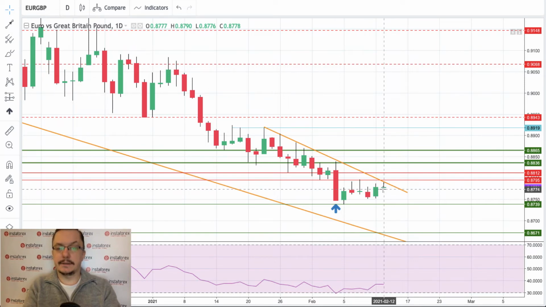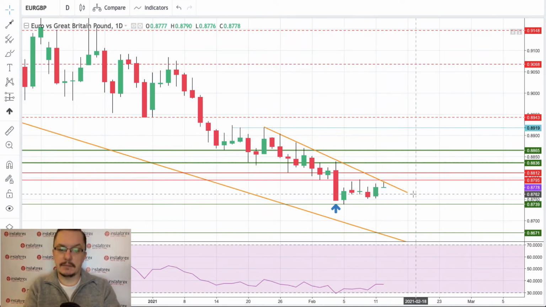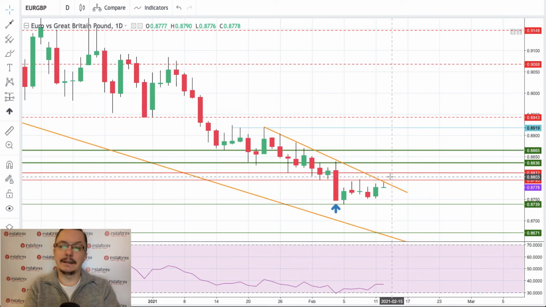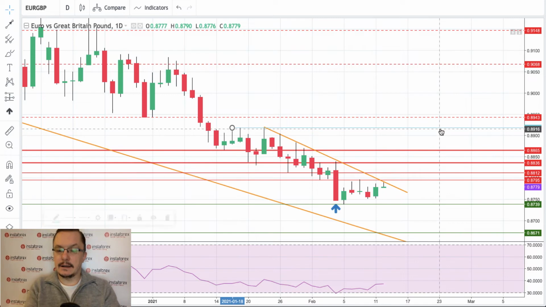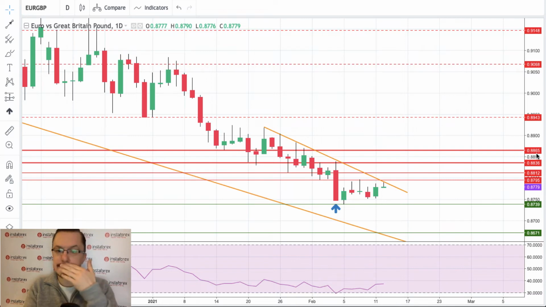So it looks like this down move will continue as long as the market is not trading above the trend line, and as long as the levels of 8,795 and 8,812 are not clearly violated. Then, of course, we got these two levels here, which are long-term technical resistance. It used to be support, now it's resistance, and they are located at the levels of 8,836 and 8,865. So that's the short-term view.